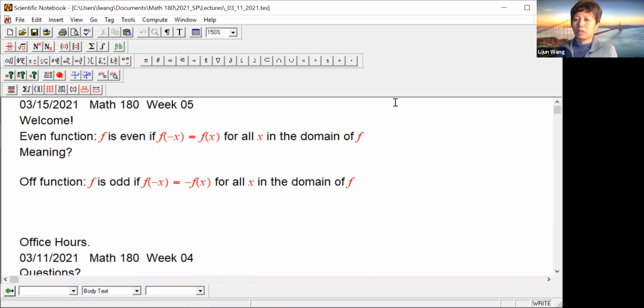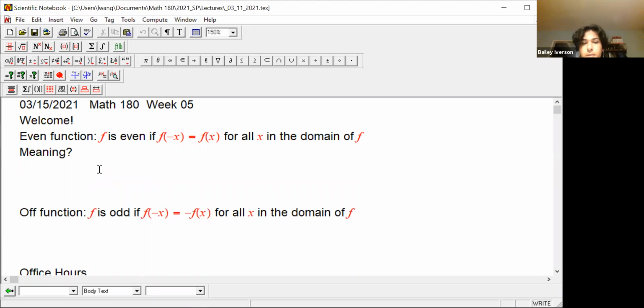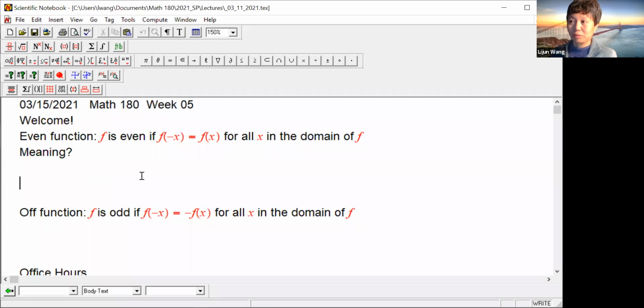Meaning, let's look at even. From a function's perspective, what is f of negative x? And what is f of x? The output? That's right. It's very much related to the input and output. So we know that a function is a rule. You guys really got it. I'm really, really happy to hear that. When you think of function, you think of input output.